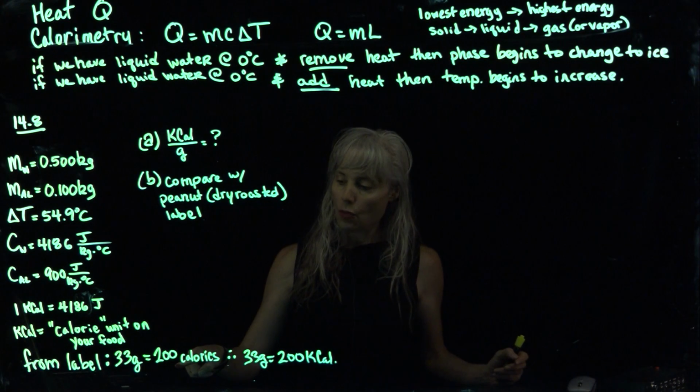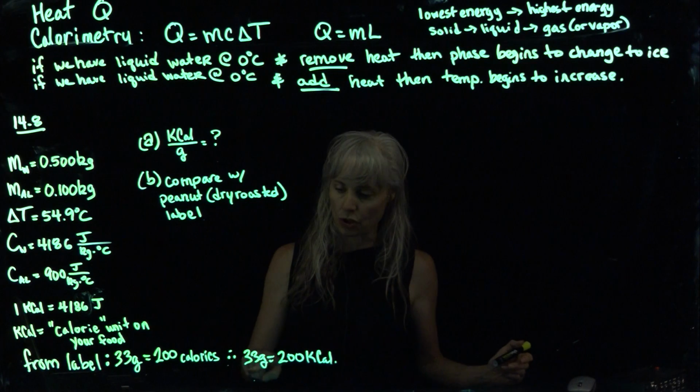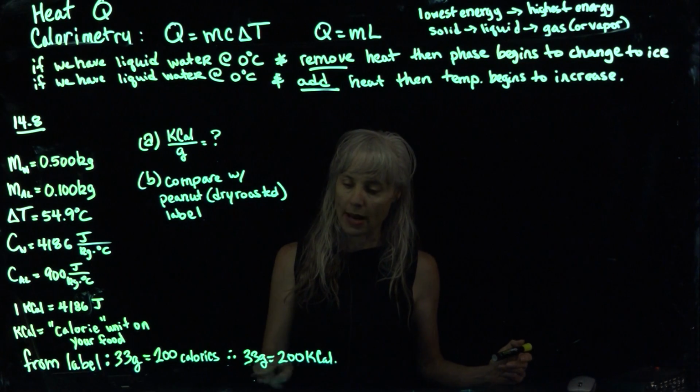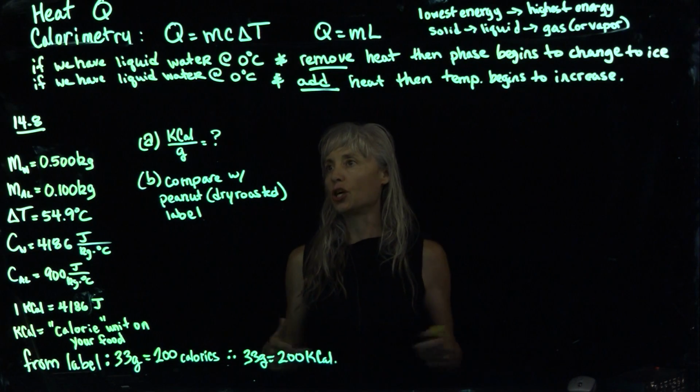And so remember that the calories on the food label is really kilocalories. So I've written that right here: 33 grams is equal to 200 kilocalories. So let's go ahead and get started then.